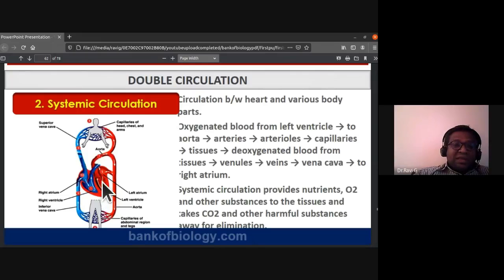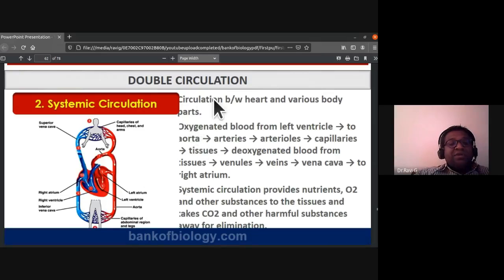So the oxygenated blood from the left ventricle is carried by the aorta, and from the aorta to arteries, arteries to arterioles to capillaries. So the oxygen is supplied to the tissues. The deoxygenated blood from the tissues flows into the venules, veins, to the vena cava, to the right auricle. So this is exactly the systemic circulation.